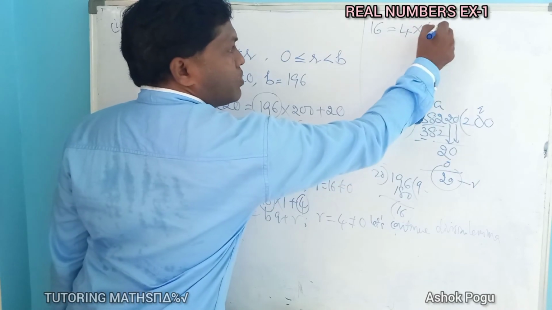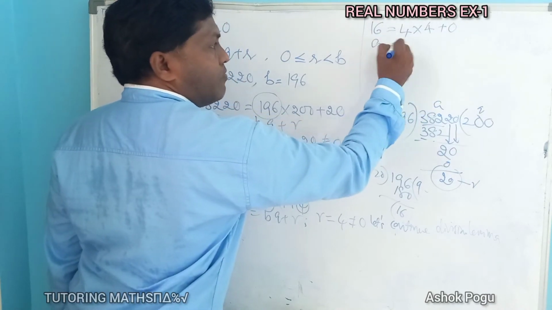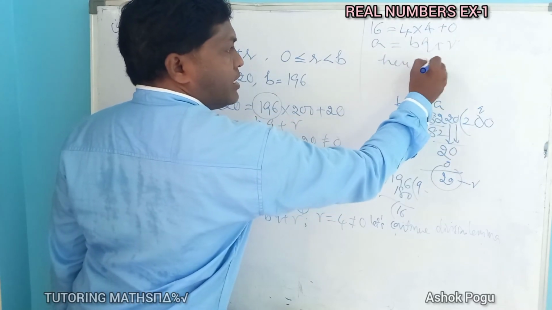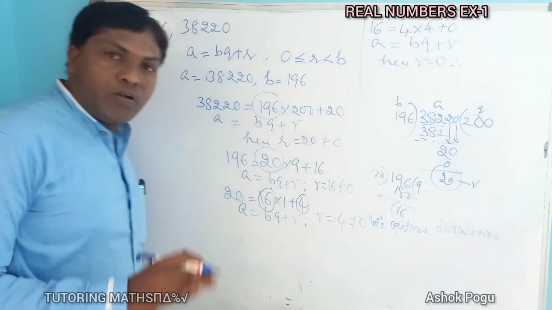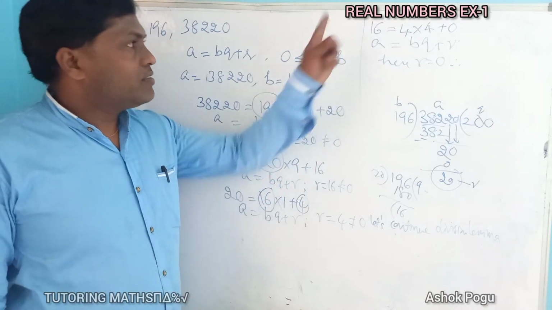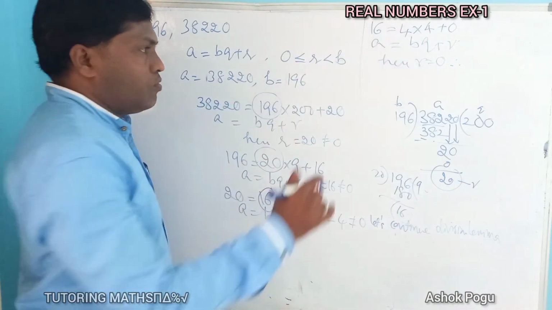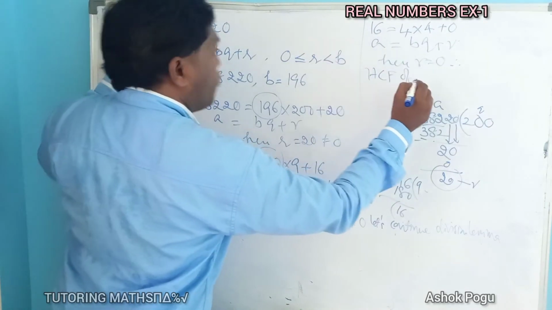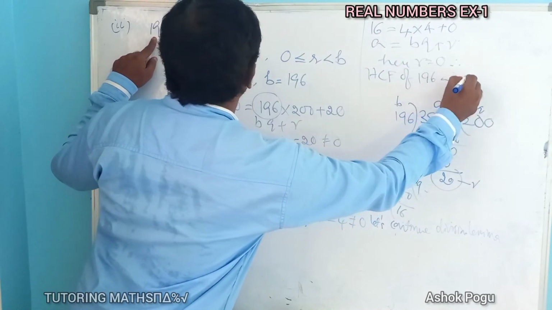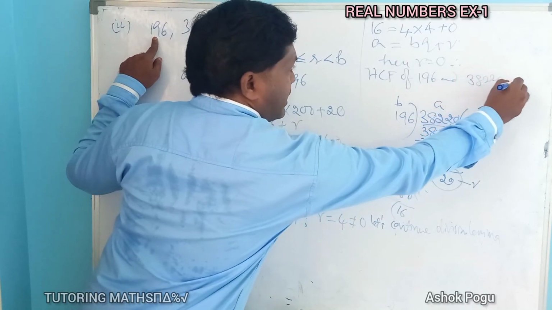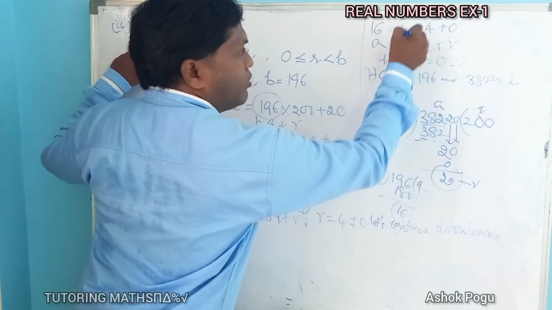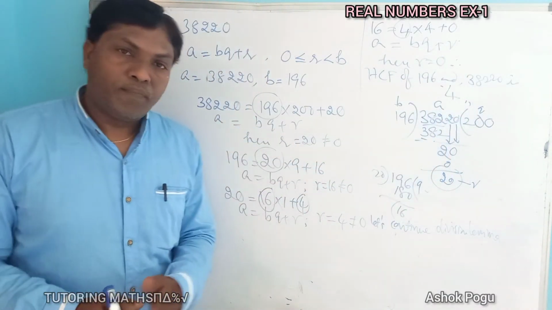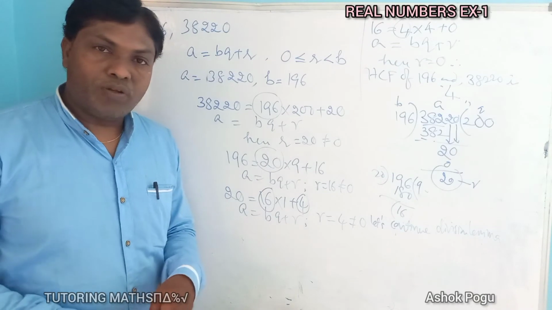4 table 4, 4 fours are 16, and finally we have got remainder 0. Here R is equal to 0. So therefore division lemma is satisfied with these numbers and therefore the HCF of 196 and 38,220 is, what did you get? 4. So this is 4. So just like this you can complete the remaining problems. That's all.